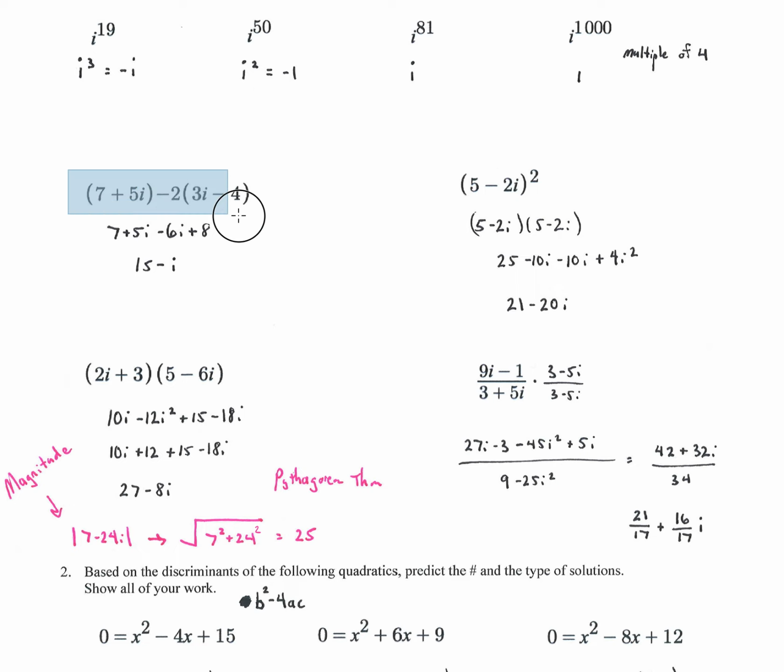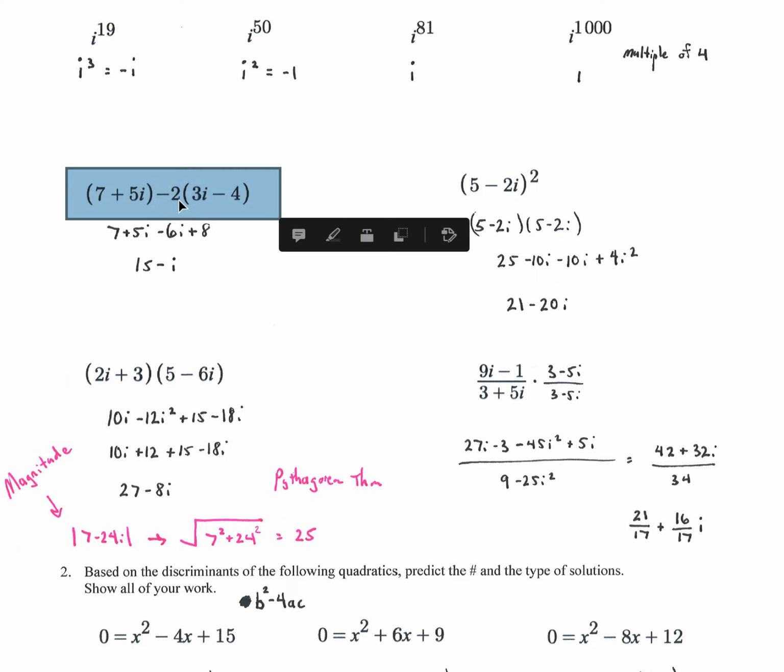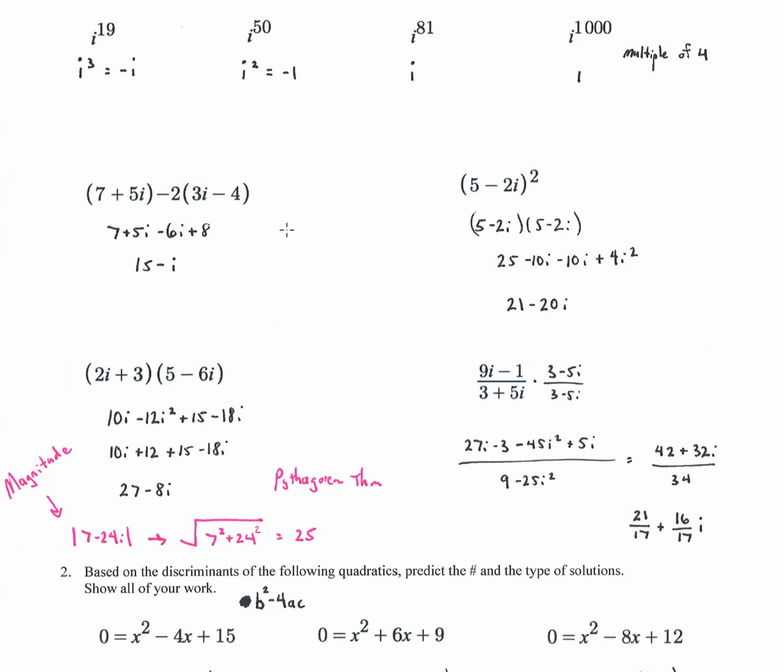This is kind of like adding like terms. We're just going to take the real parts after we distribute and combine them, and then the imaginary parts. So I'm going to distribute the negative 2 and get negative 6i plus 8. And I'm going to take the 7 and the 8 and make 15, the 5i and the minus 6i and make minus i.